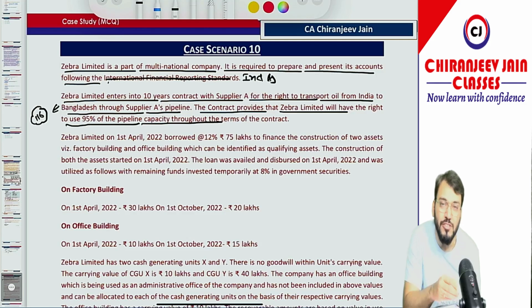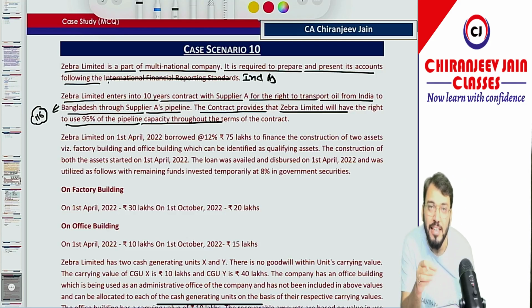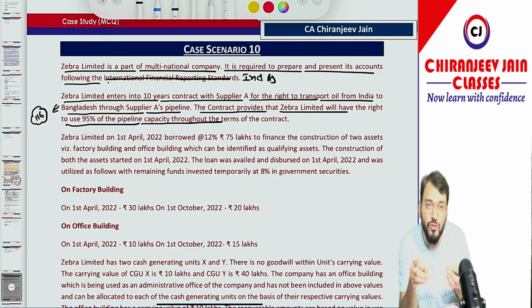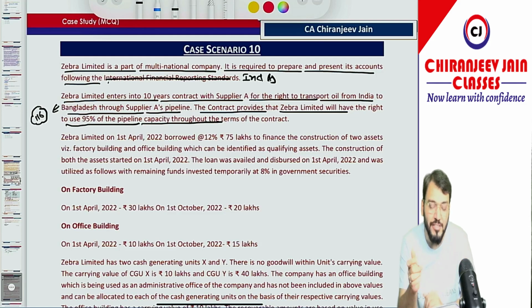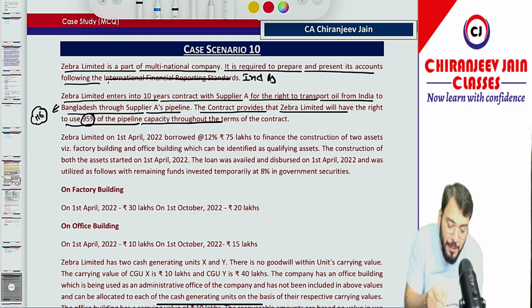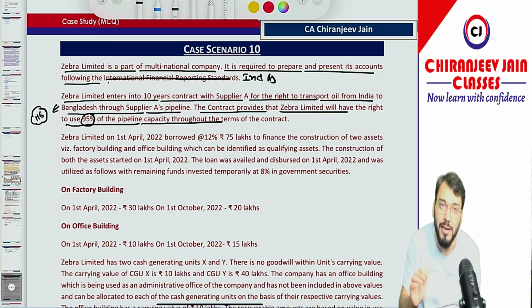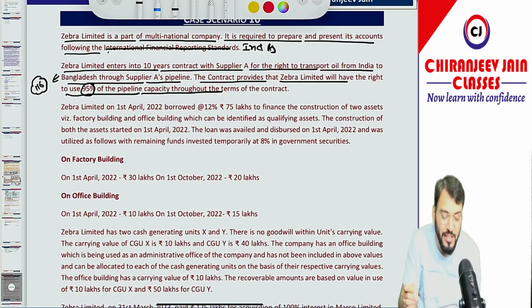Now, as per Ind AS 116, a contract will contain a lease if there is an identified asset. An identified asset should be a physically separate asset. But sometimes a portion of the asset has been given to use, and that portion represents substantially all of the capacity. Substantially here means 90% or more of the capacity. Then also it will be considered an identified asset. So it is given for 95% of the pipeline capacity. Therefore, in this case, this pipeline will be considered an identified asset, and the contract may contain a lease if other conditions are satisfied. I hope you remember the Ind AS 116 para.